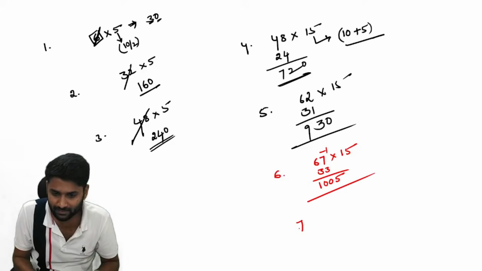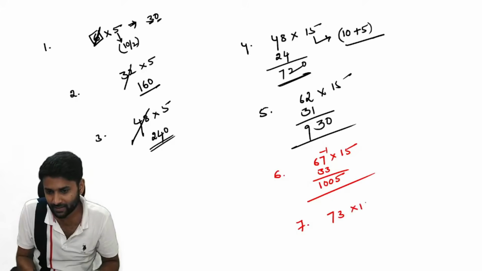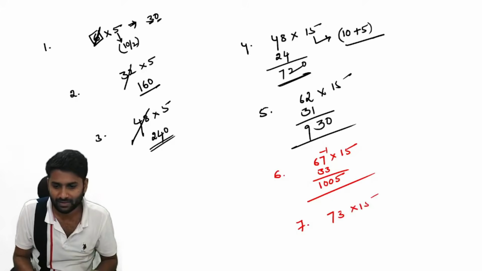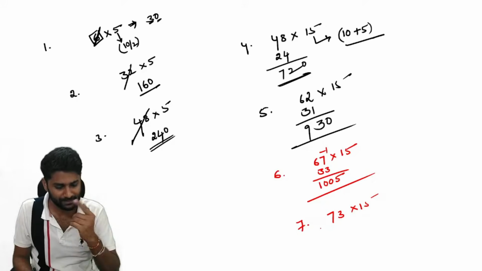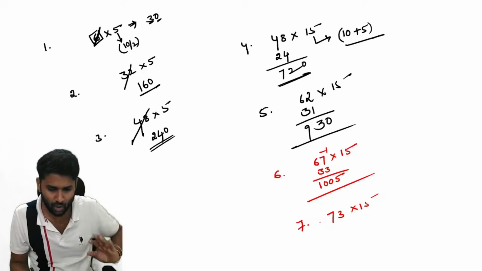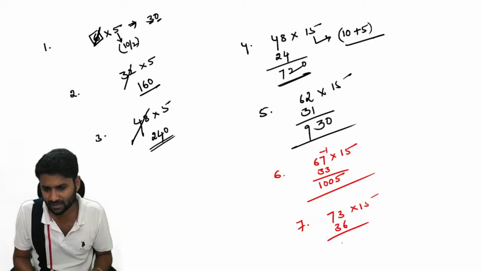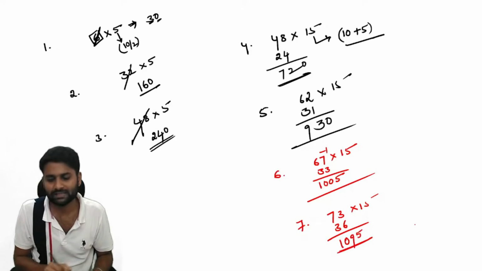Let me take one more example. 73 into 15. Let's take this example. So 73, I told you, subtract one, it is 72. Half of 72 is 36. Then the answer is 109, and don't forget this one.